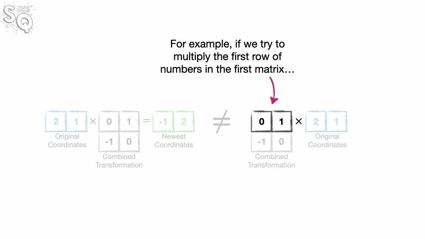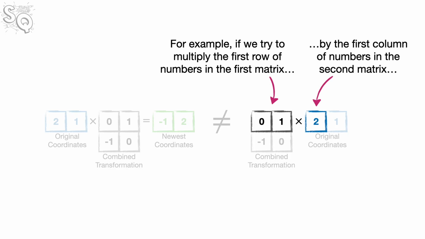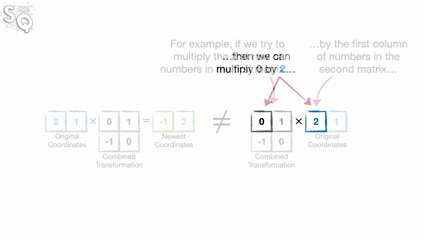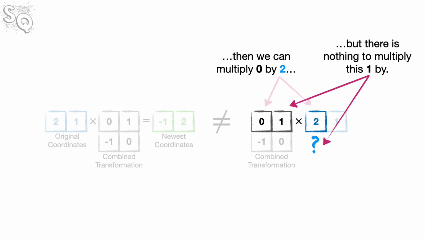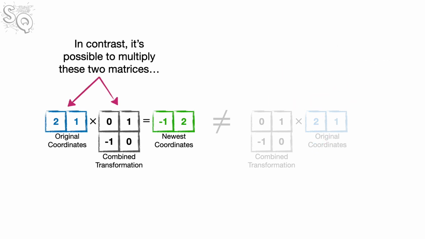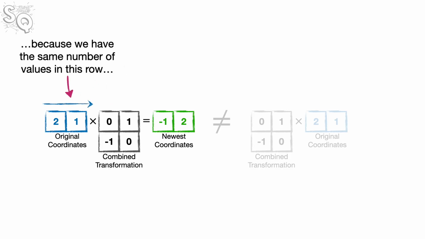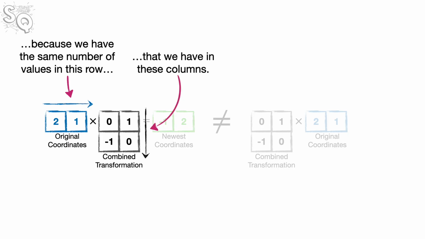For example, if we try to multiply the first row of numbers in the first matrix by the first column of numbers in the second matrix, then we can multiply 0 by 2, but there is nothing to multiply this 1 by. In contrast, it's possible to multiply these two matrices because we have the same number of values in this row that we have in these columns.